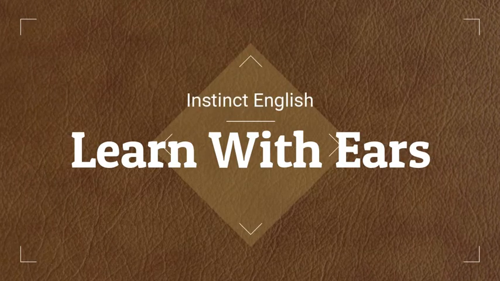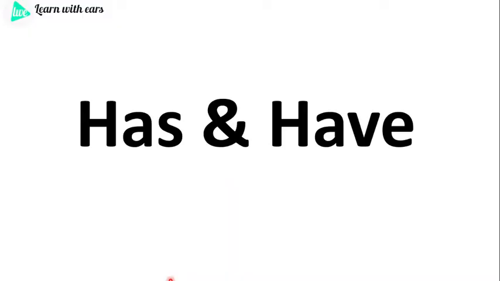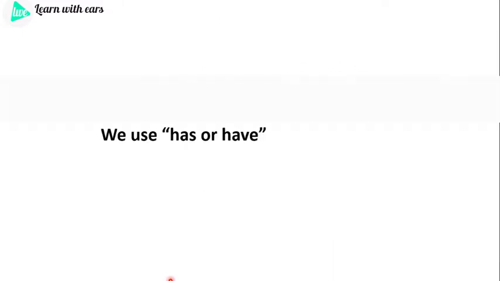So today we are looking at how to use has and have. First of all, let's understand when to use has and have. We use has or have to show ownership. When someone is the owner of something, we use has or have.